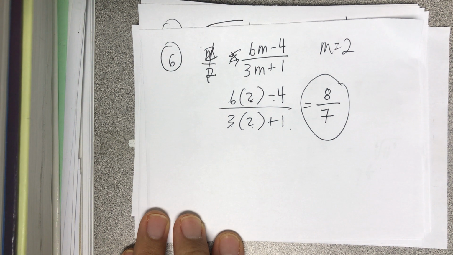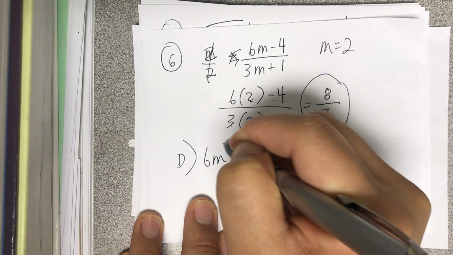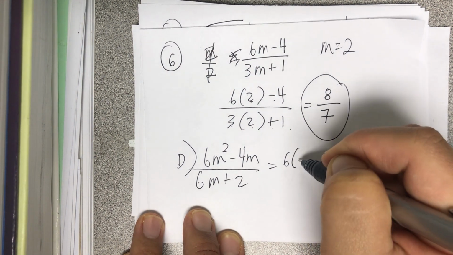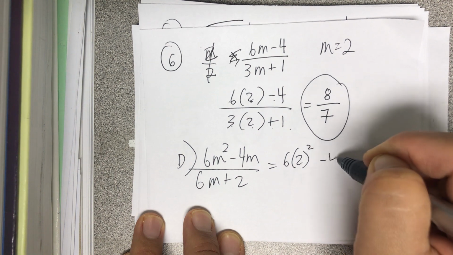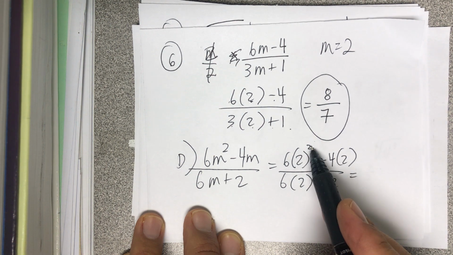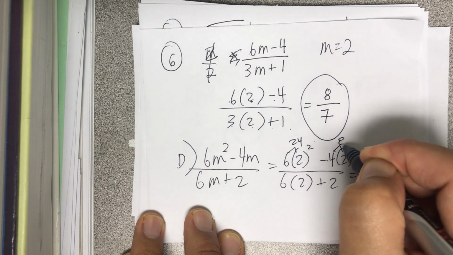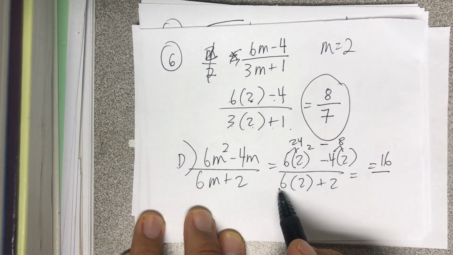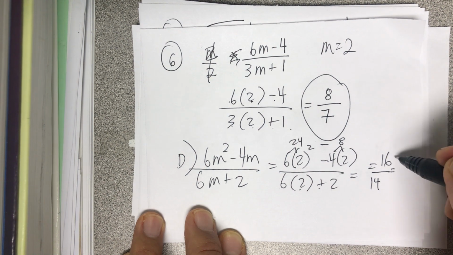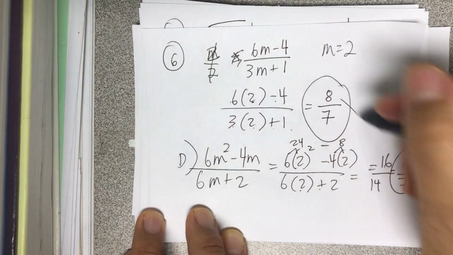You don't see the answer 8 over 7 in A, B, C, D. But what you can do is plug in your number of 2. I'm going to go straight to the answer: 6 times m squared minus 4m over 6m plus 2. Okay, so when I go 6 times 2 squared, which is 4, minus 4 times 2 over 6 times 2 plus 2. 2 times 2 is 4. Times 6 is 24. 24 minus 8 is 16. 6 times 2 is 12 plus 2 is 14. I could reduce this by taking 2 out of each one. 16 divided by 2 is 8. 14 divided by 2 is 7. I got my match made in heaven.